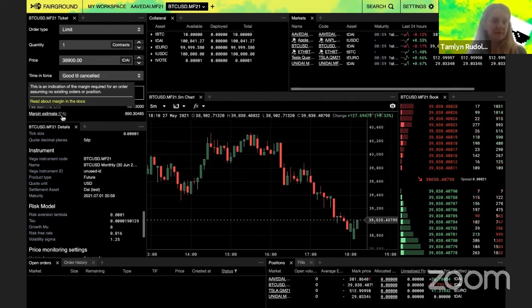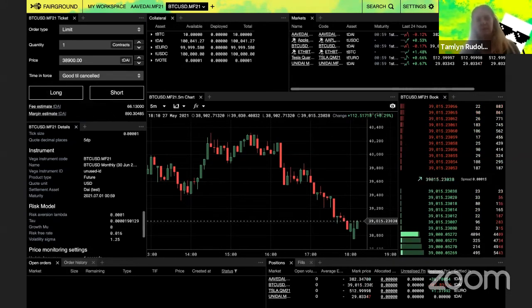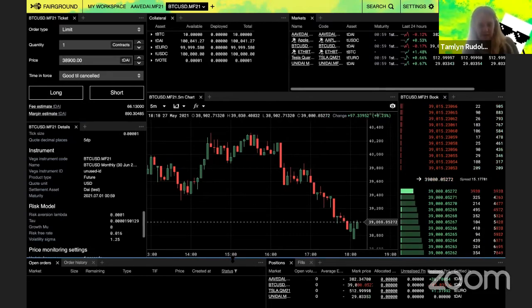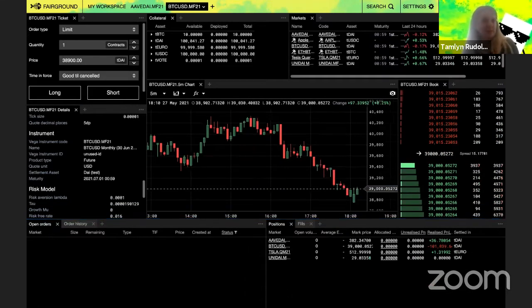If you hover over this, there are some caveats about this calculation. In particular and importantly, it's just assuming that you have no other orders or positions. So it's just saying if you were doing this from a zero position starting point, which is actually what we're doing.